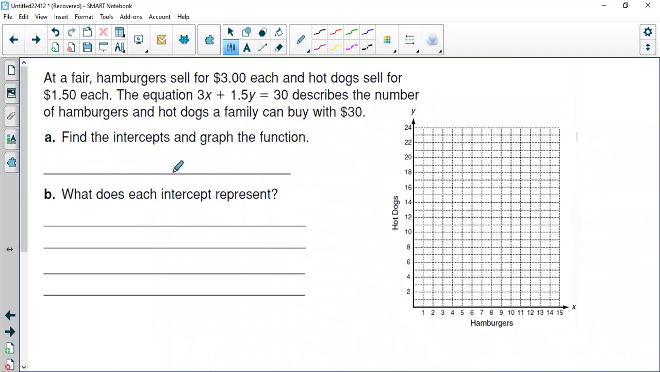Okay, now let's do this question. From the look of the question, it might look difficult, but it's not. At a fair, hamburgers sell for $3 each and hot dogs sell for $1.50 each. The equation 3x plus 1.5y equals 30 describes the number of hamburgers and hot dogs a family can buy with 30 pounds. Find the intercepts, graph the function.